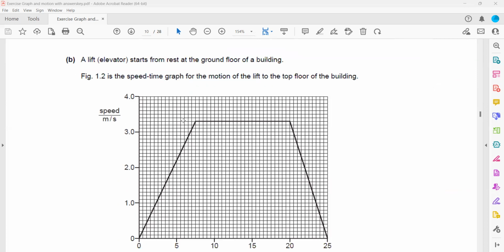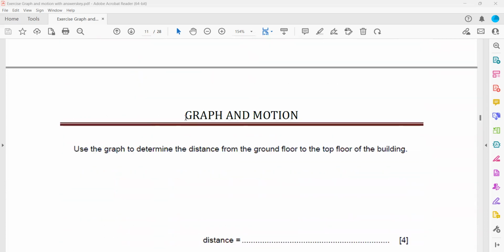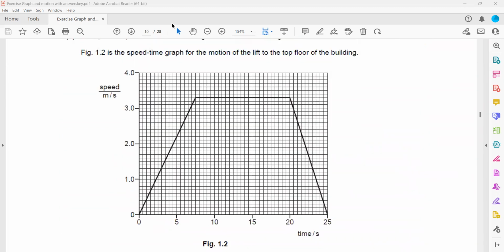A lift with elevator starts from rest at the ground. Figure 1.2 is a speed time graph. Use the graph to determine the distance. How to calculate a distance from a speed time graph?